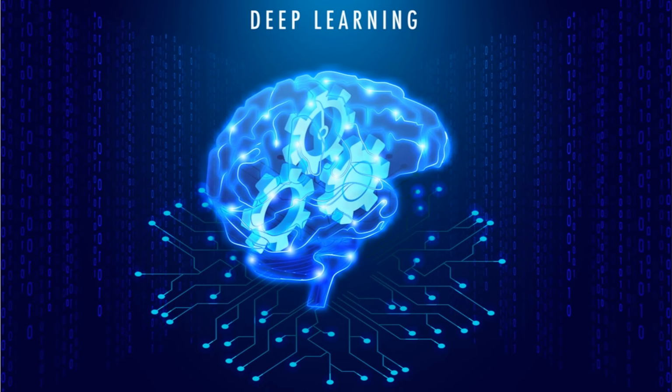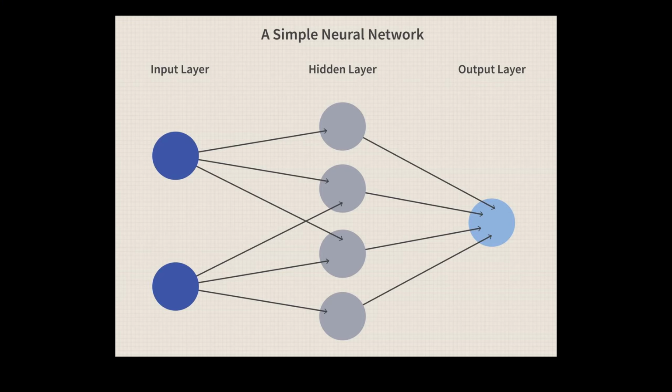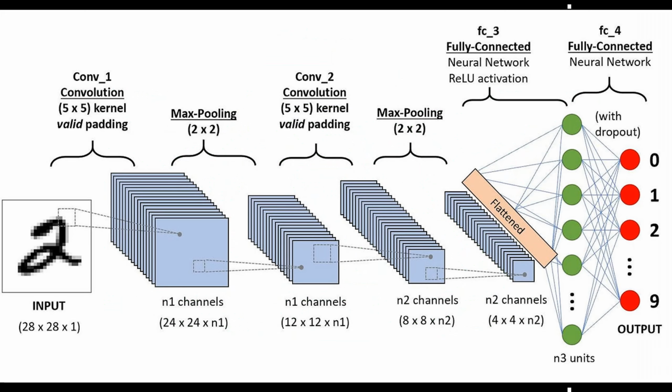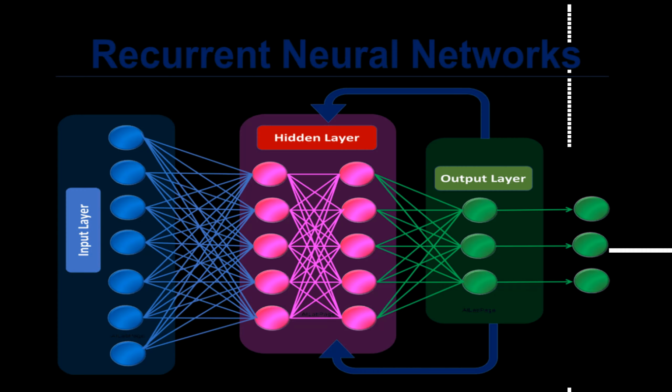Continuing on to deep learning, we have neural networks, which I have already explained in my previous video. There are 3 main types, which are artificial neural networks, convolutional neural networks, and recurrent neural networks.